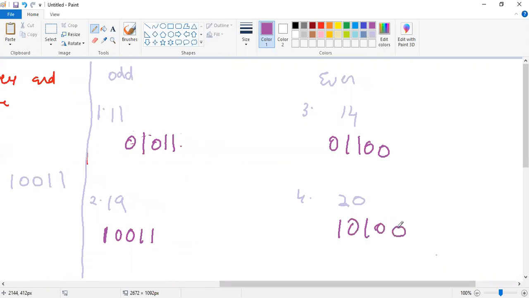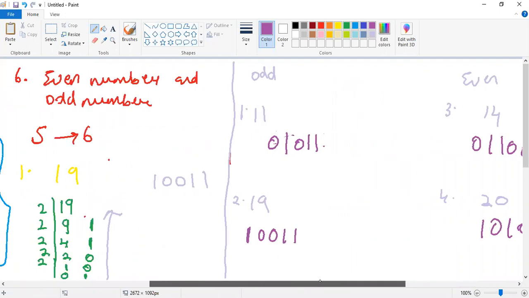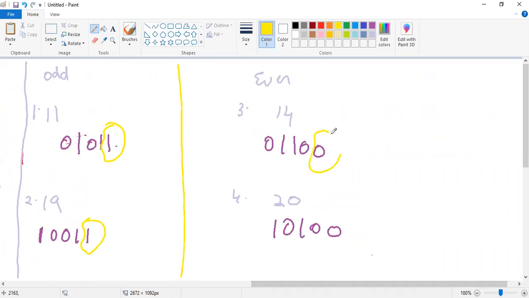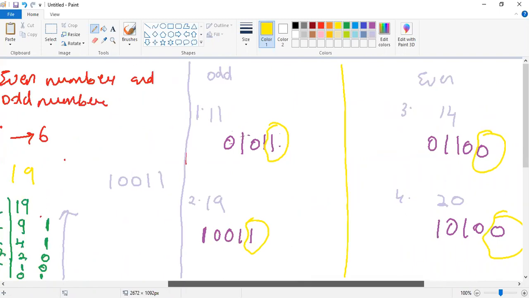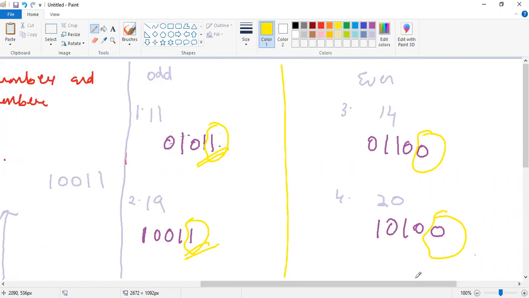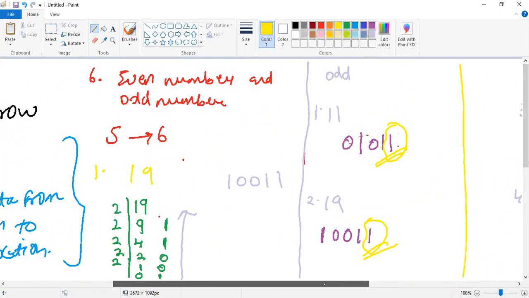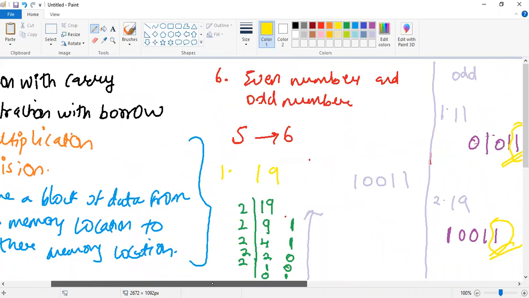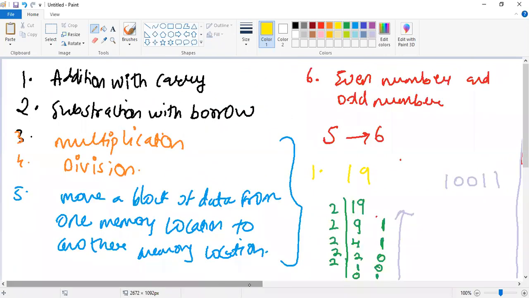If we observe the last digit, the last digit of an odd number will always be 1, and the last digit of an even number will always be 0. So this is the logic of even and odd numbers. They might ask this in the exam. So these are some of the important programs in assembly language which might come in your exam.